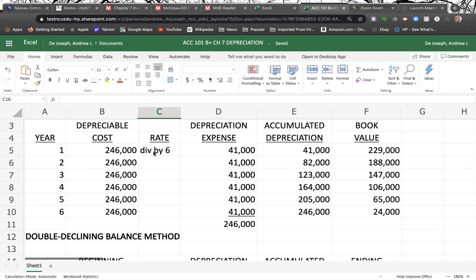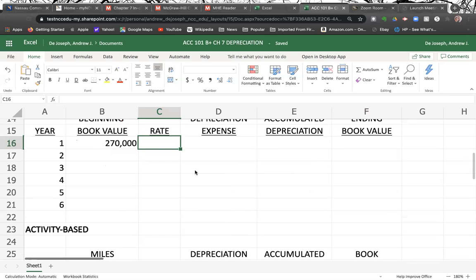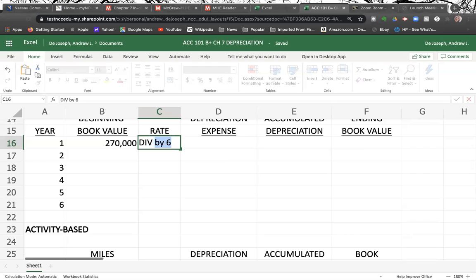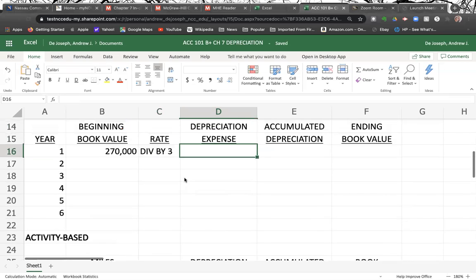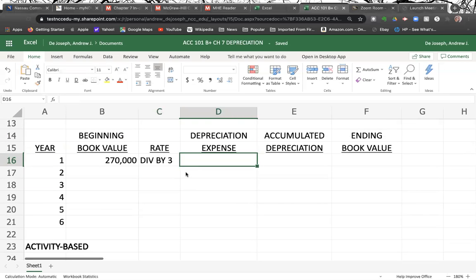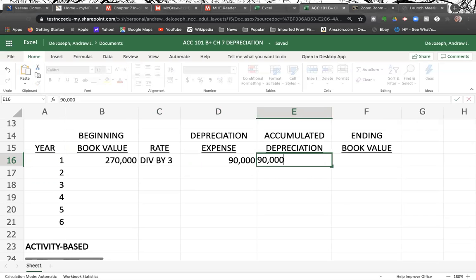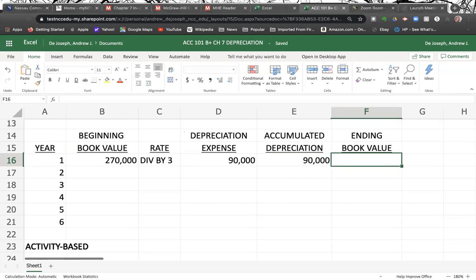So what we should do then is, rather than multiply by a fraction, a percentage like that, which will give us a weird answer, here we divide by 3. So 270 divided by 3 is 90. Accumulated depreciation is 90. Book value, original cost, 270 minus 90 is 180.